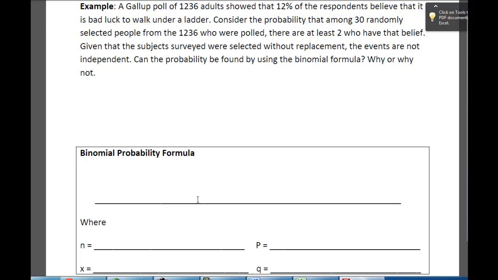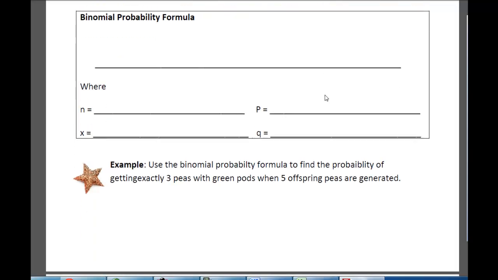A Gallup poll of 1,236 adults showed that 12% of the respondents believed that it is bad luck to walk under a ladder. Consider the probability that among 30 randomly selected people from the 1,236 who were polled, there are at least 2 who have that belief. Given that the subjects surveyed were selected without replacement, the events are not independent, can the probability be found by using... Okay, this has something to do with that last thing, so let's not talk about that right now. The author got a little too deep.